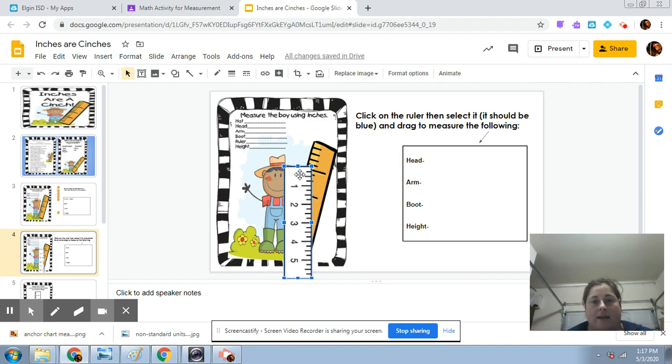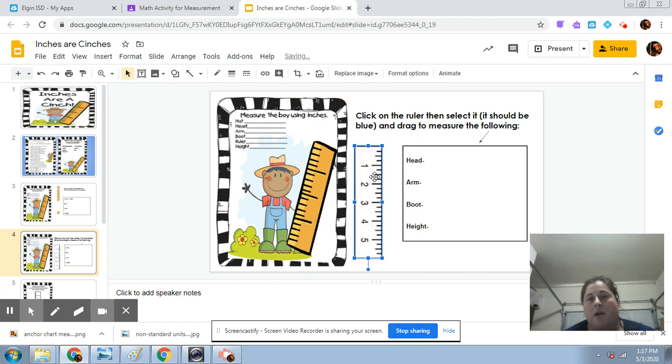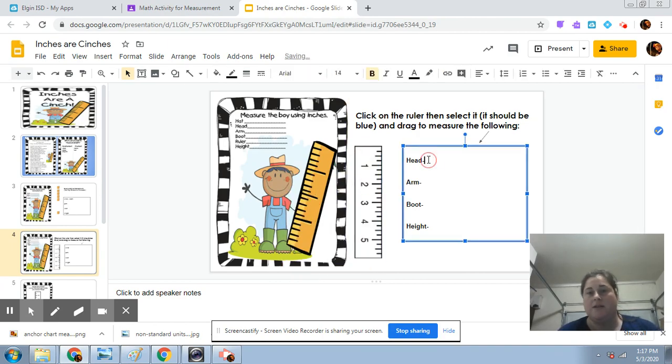So it looks like his head is almost 2 inches. Let me move that up a little bit. Almost 2 inches. So we're going to round up, and you can even talk to them about how we're going to write 2 inches. How do you write 2 inches? How do you abbreviate 2 inches?